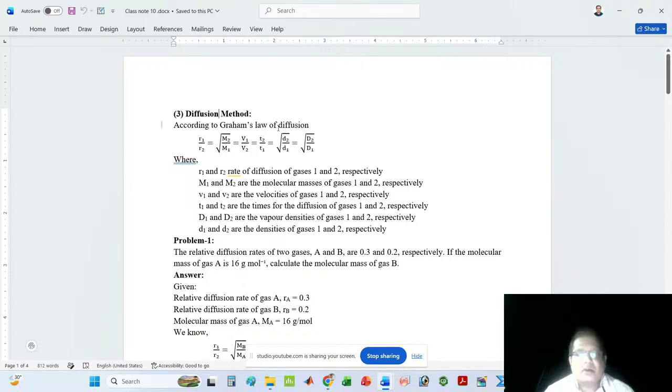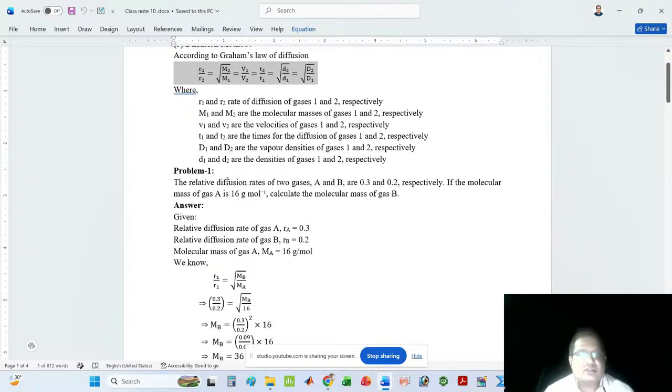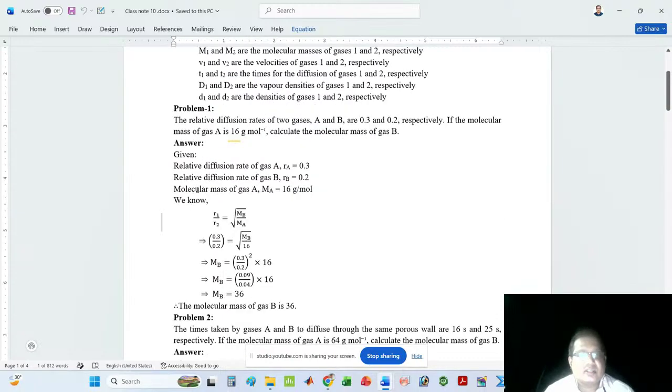According to Graham's law of diffusion, this is the formula: R1 by R2 is equal to root over M2 by M1, is equal to V1 by V2, is equal to T2 by T1, is equal to root over D2 by D1. By using this formula, you can find the molecular mass. Here are some problems.